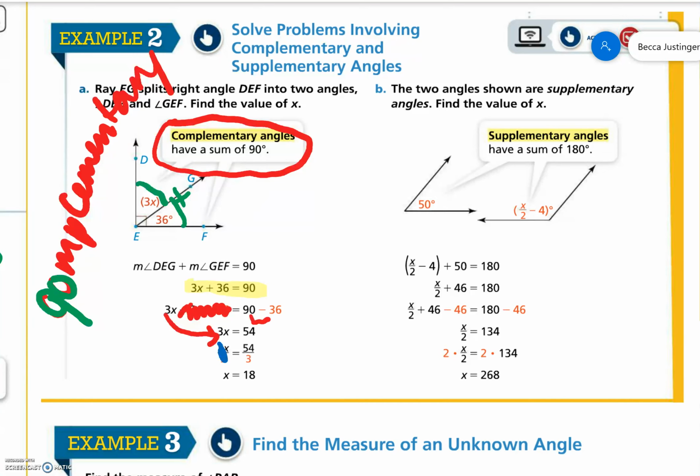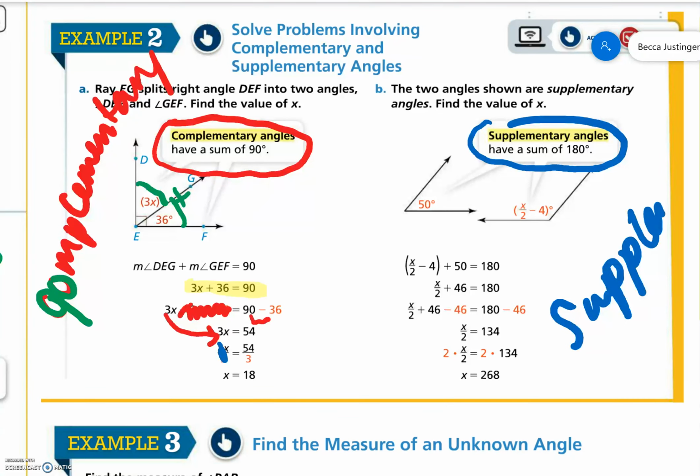Next, 2 angles are supplementary. Supplementary has a sum of 180. And again, write that word, supplementary. And in the beginning, we add 2 lines. Here's a line, oh, and a third. Look, 180. So supplementary is 180, complementary is 90.